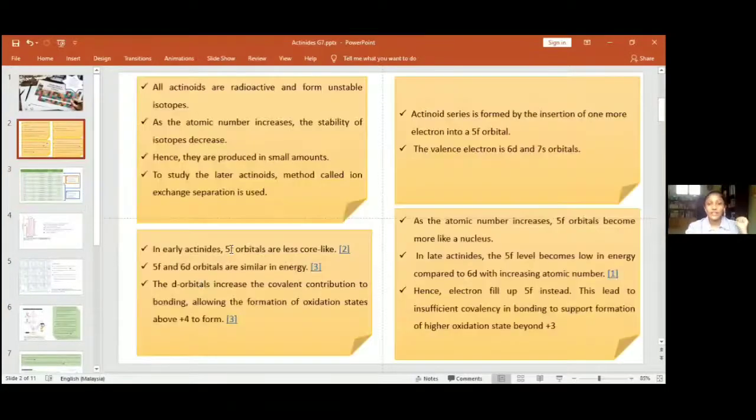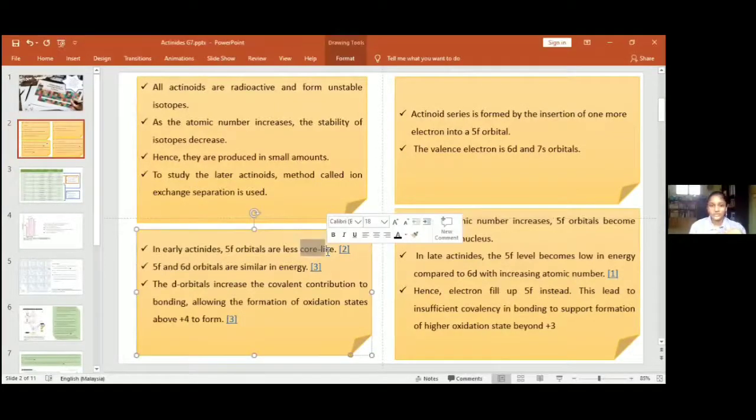Next, in the early actinides, 5f orbitals are less core-like. Core-like means the electrons are closer to the nucleus. So less core-like means the 5f orbitals are further from the nucleus. So why are they less core-like? This is because there's a radial node. A radial node means there's a space where no electron exists, therefore they're further away.